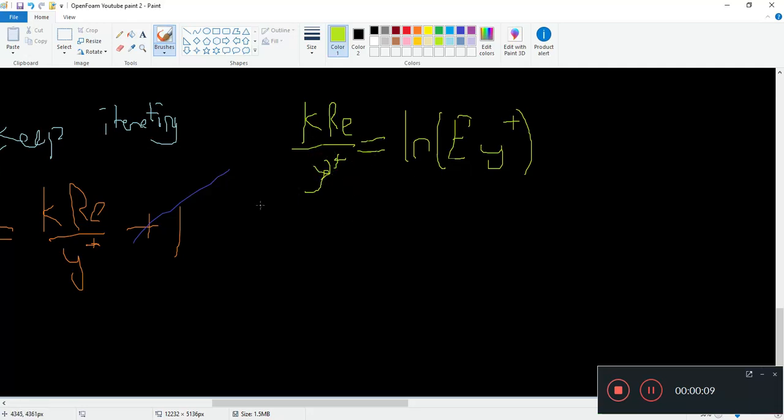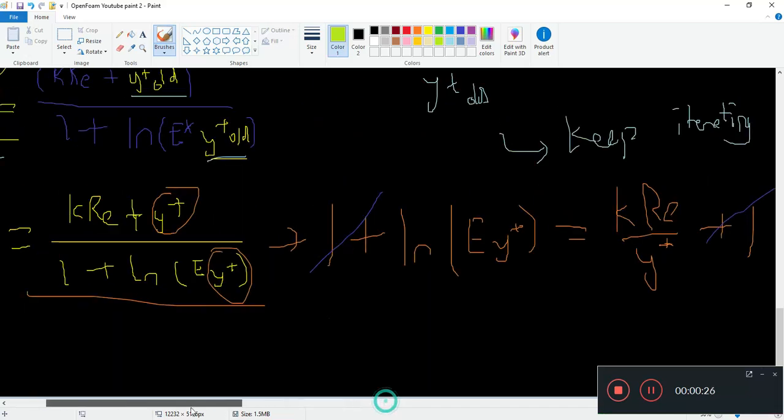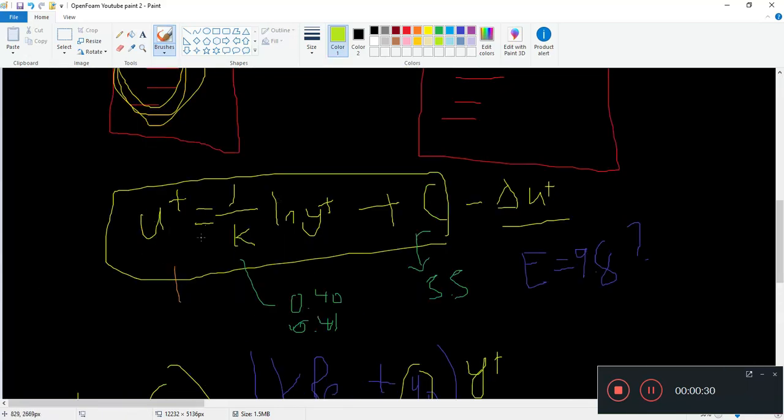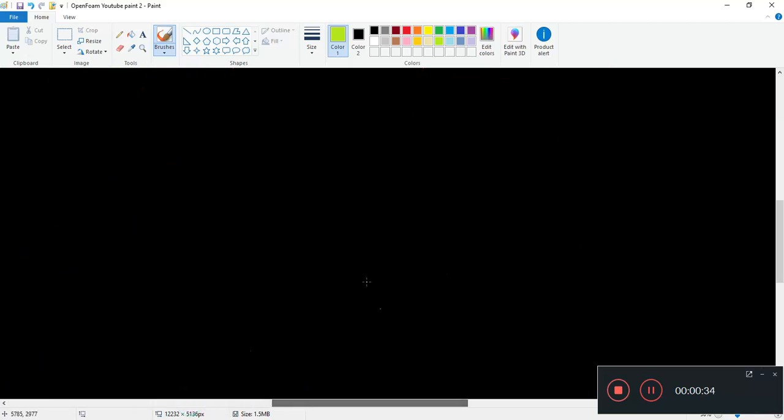We have found out that this is the form of the equation that we have: kappa Reynolds number over y plus equals the natural log of E times y plus. How does that compare to our equation here? It looks almost like this: u plus equals 1 over kappa ln y plus plus c.